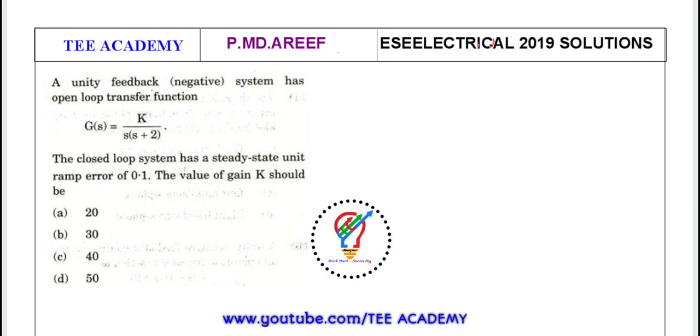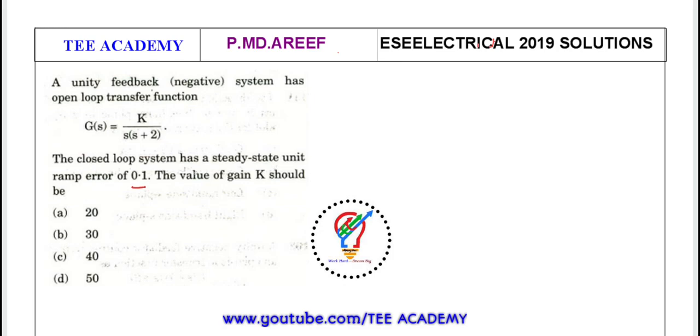A unity feedback negative system has an open loop transfer function G(s) = k divided by s into (s + 2). The closed loop system has a steady state unit ramp error of 0.1.